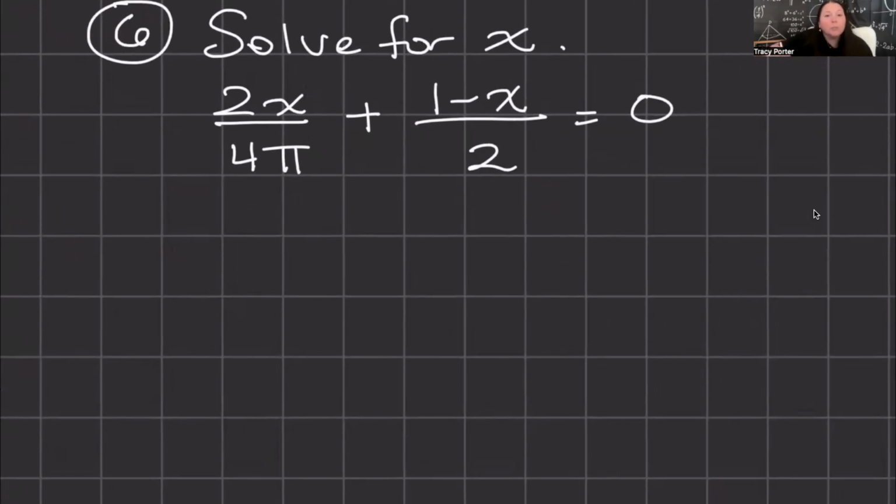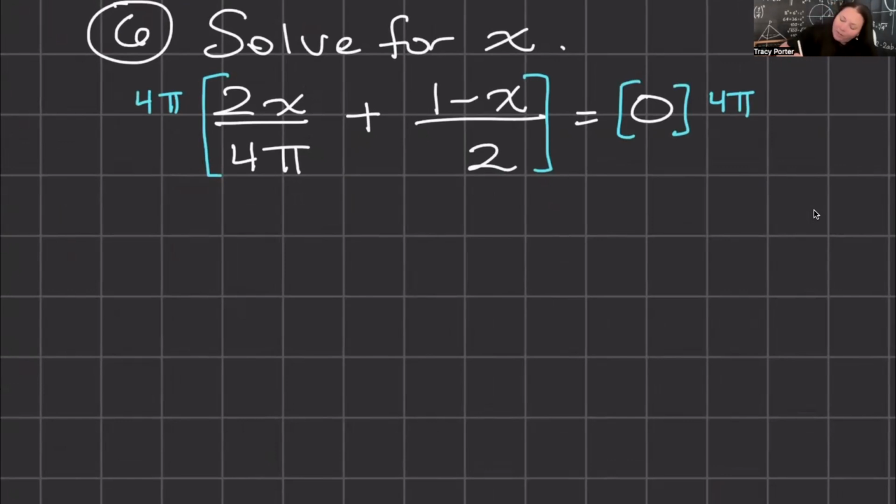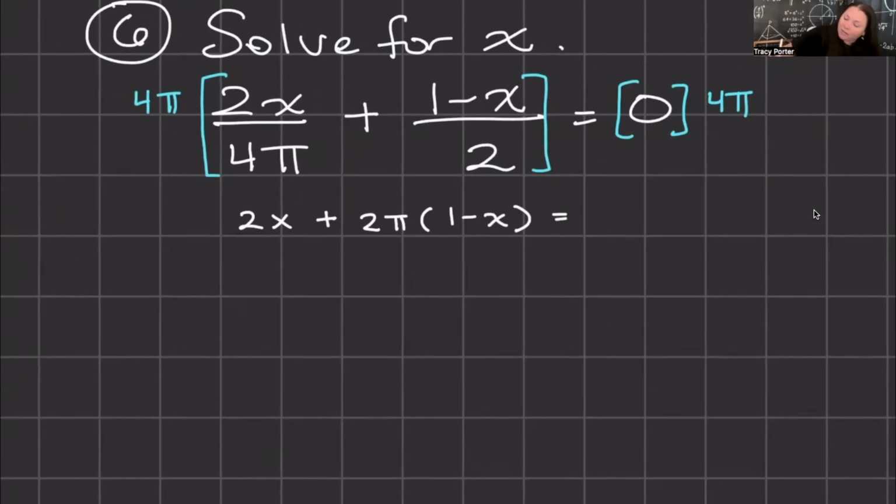We have a fraction, so we're going to do the same thing that we did in the first problem, and we're going to multiply by the least common denominator, which would be a 4 pi. And of course, you want to do that on both sides of your equation. So we end up with a simpler equation. All right, we have a 2x, and then we're going to have a 2 pi, but be careful, it has to be multiplied by the 1 minus x. And then, of course, the right side is just going to remain 0.